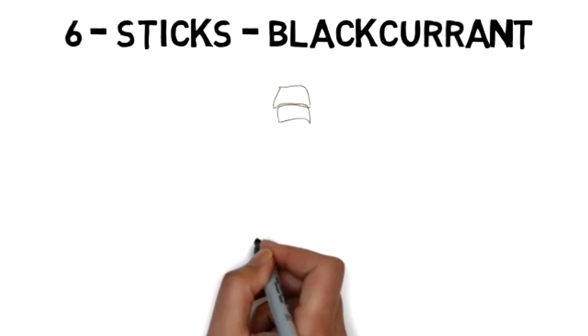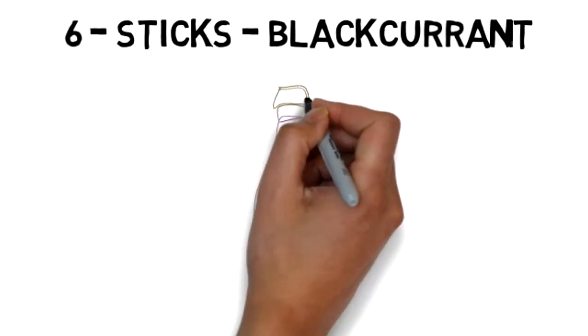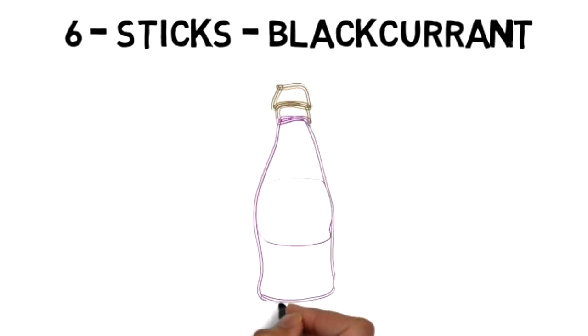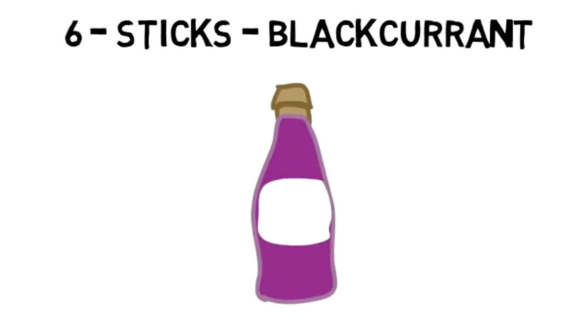In 6, we have sticks and blackcurrants. So you could have blackcurrants growing on a bundle of sticks, or you could have a bottle of blackcurrant squash made out of sticks instead of a glass.